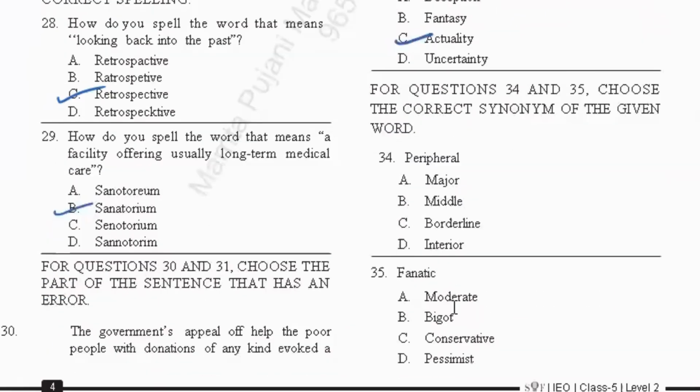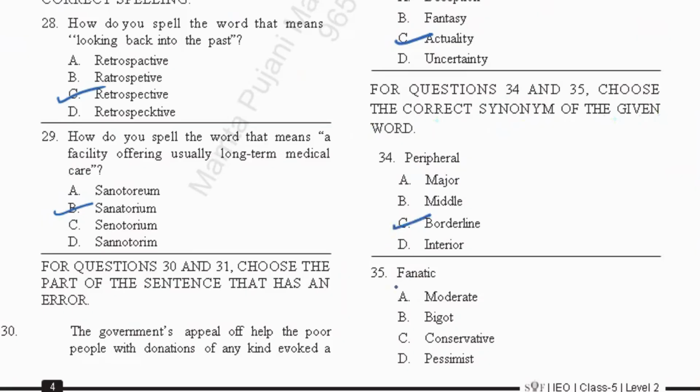Then for questions 34 and 35, choose the correct synonym of the given word. Synonym means you have to find the word with the same meaning. Peripheral means something that you add from outside, like an additional thing. So for that, it can't be major or middle. It can be option C, borderline.